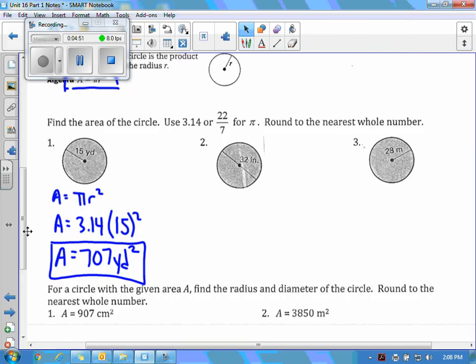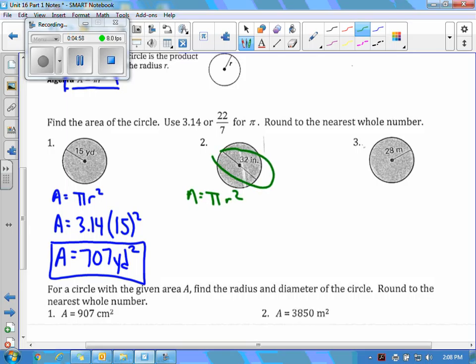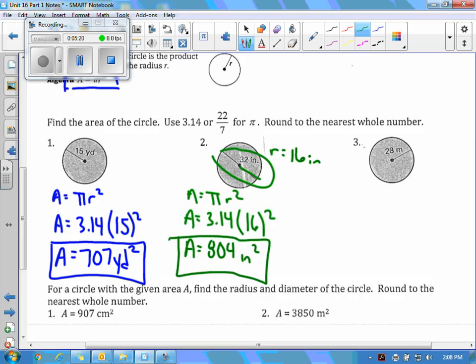For number 2, remember that our only formula for area is area equals pi r squared. They give us the diameter, so we have to find the radius, so we just cut the diameter in half. So our radius is going to be 16 inches. So for my formula, area equals 3.14 times radius squared. When I do 16 times 16 times 3.14, and then I round it to the nearest whole number, I'll get 804 inches squared. I'll leave number 3 for you guys to try.